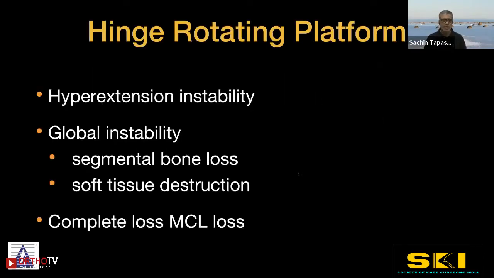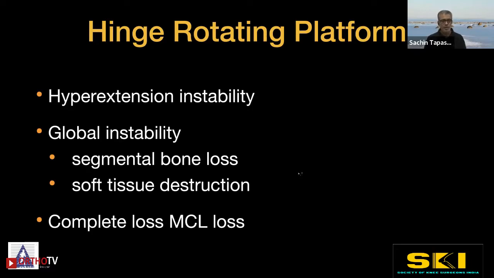We then come to the next degree of constraint, which is the hinge rotating platform. I don't think in today's world there is much role of using a non-rotating hinge. We have to use a rotating hinge so that we are able to give our patients better function, better stability, and less loosening. The most common indication is a hyperextension type of instability, which may be neuropathic. And the other indication is when you have complete loss of the MCL, there is no choice, but we have to go to a rotating hinge.